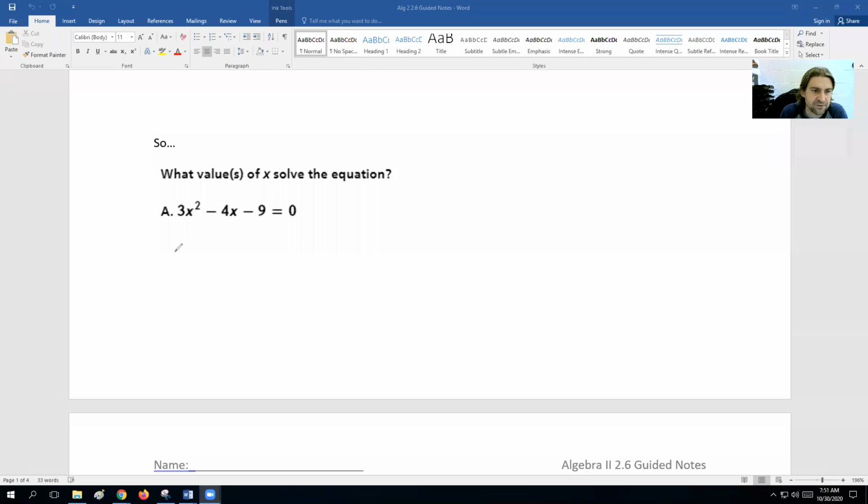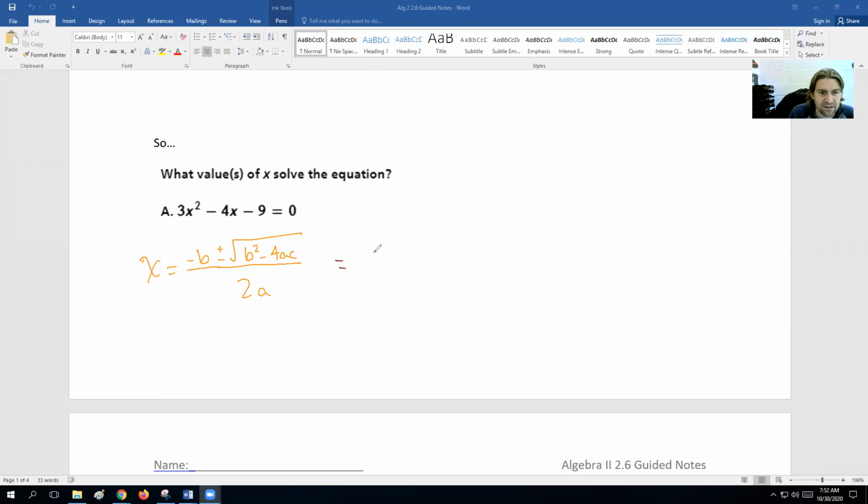We could try to factor it: what two numbers multiply together to give us negative 27 and add together to get negative 4? We could move this over and divide and try to complete the square. But we can just use the formula. So since we have the formula x equals negative b plus or minus the square root of b squared minus 4ac all over 2a, we can just plug everything in.